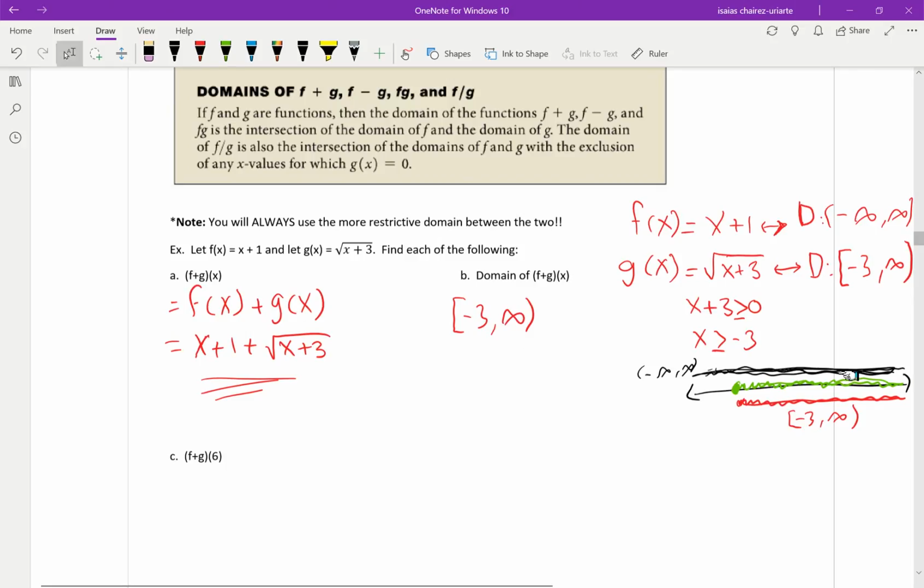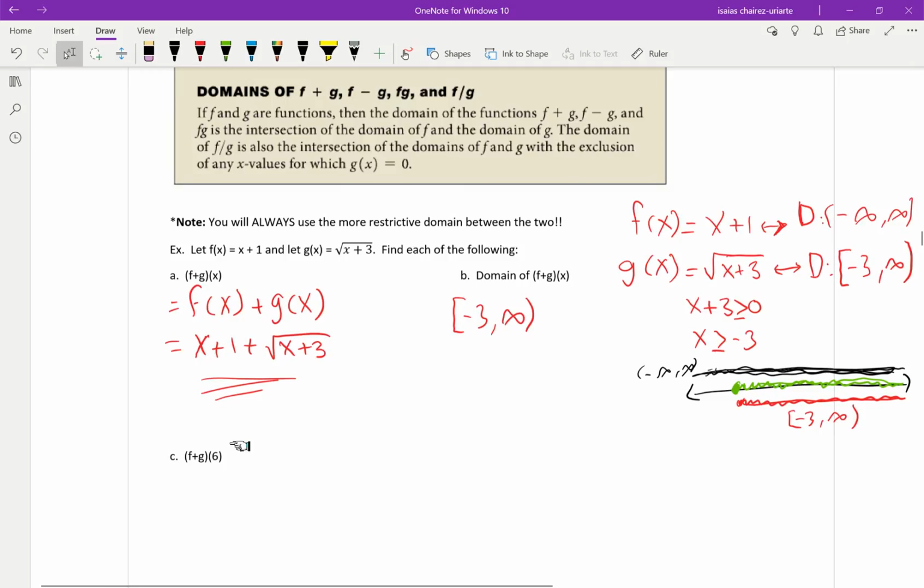So the domain of our function f of x was everything, every single real number. The domain of our function g of x is everything from negative 3 to positive infinity, including negative 3. And so then the overlap of those two sets is just the smaller of the two sets. So hopefully you're okay with this idea of the intersection of two sets.